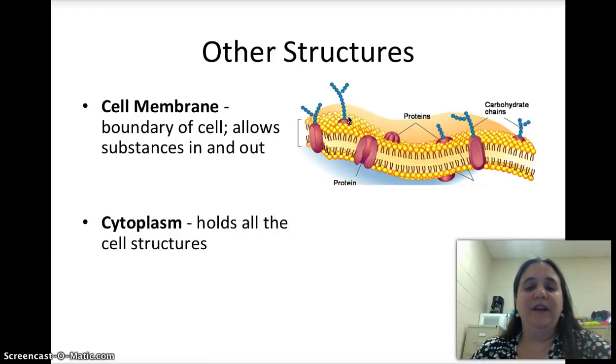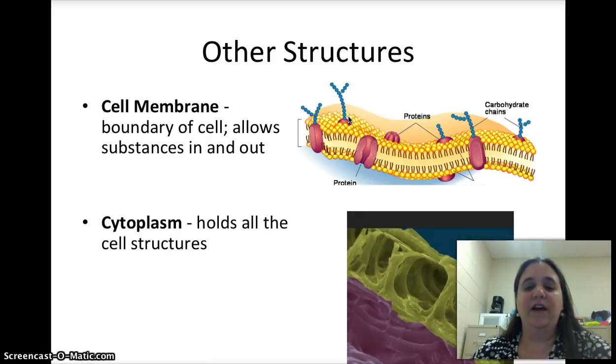Okay, then we get the cytoplasm. I don't have a picture for that because it's just the jelly-like substance that holds all of the cell structures. So it's very watery, probably about 70% water, and it just holds all of the organelles inside of that cell membrane. And then finally, plants have one more structure that we are not going to see in animals, and that is the cell wall.